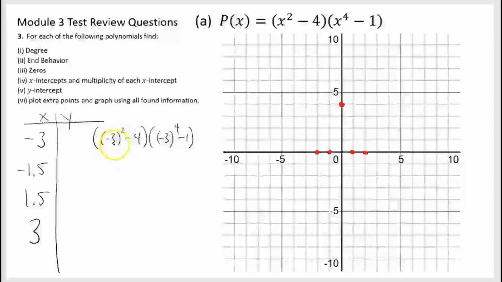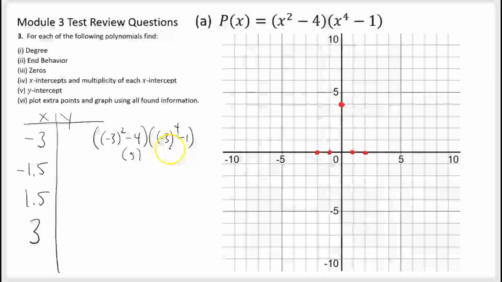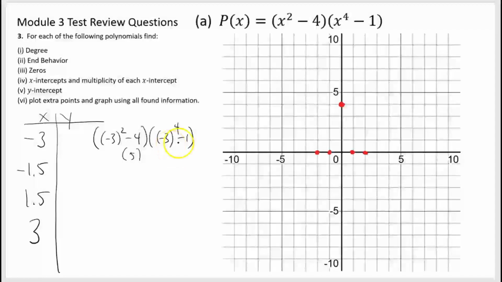-3 squared is 9. Actually, I'm going to do it in my head. That's 9 minus 4 is 5. -3 to the 4th. That's the one that I want to do in my calculator. But it's 81. And 81 minus 1 is 80. And then 5 minus 80 is 400.